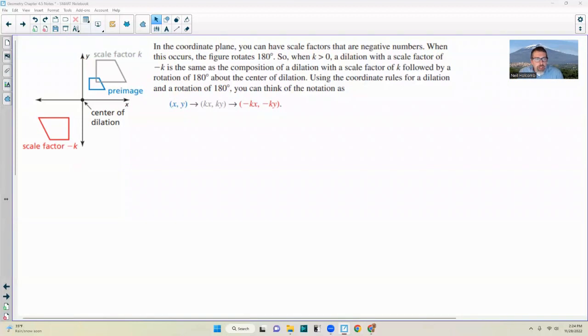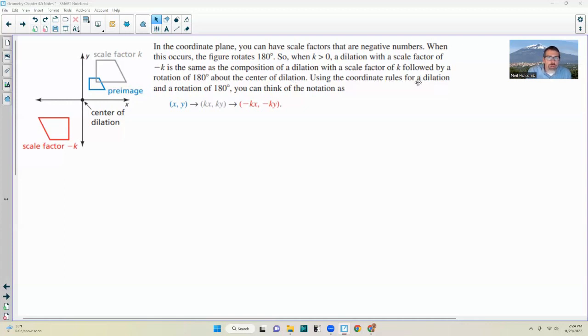Okay, just a quick note before we get on to our next example. So here is a diagram. The pre-image is the blue trapezoid. The gray one, with a scale factor of K where K is greater than 1, is further away from the center of dilation, which is our origin. And now we're going to talk about how, in the coordinate plane, you can have scale factors that are negative numbers. When this occurs, the figure rotates 180 degrees. So when K is positive, a dilation with a scale factor of -K is the same as a composition of the dilation with a scale factor of K followed by a rotation of 180 degrees about the center of dilation.